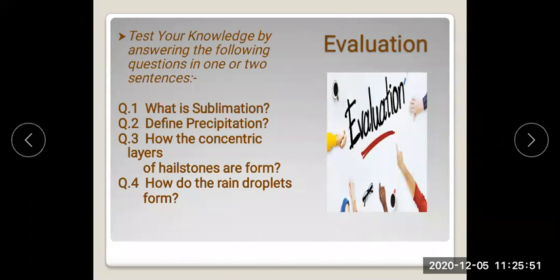So here was our today's session about precipitation, chapter number 5. We have studied part 1. I hope you all have understood this lesson very well. So we are going to continue part 2 in the next session.